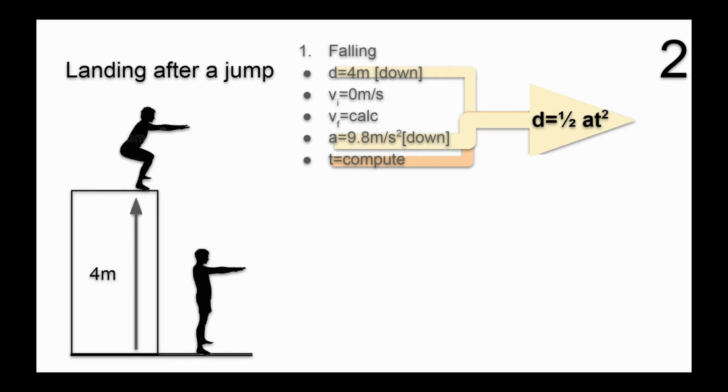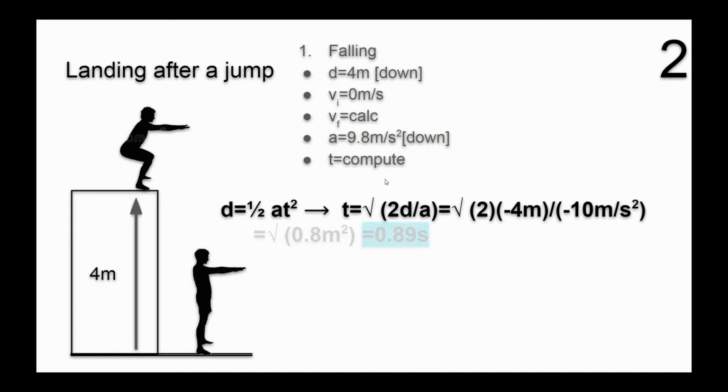What do we know that we can work with here? Well, a fairly obvious one is d equals 1/2 at squared. Where's the rest of the term, the VIT? Well, VI is 0, so the VI term is gone in this case. This will be enough for us to compute the time it took him to drop. We rearrange, put in our variables, solve. Notice the sign convention: he went down, the two negatives canceled, and we were not dealing with a negative square root. And we get 0.89 seconds to fall.